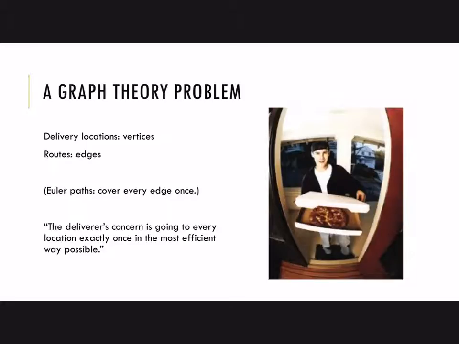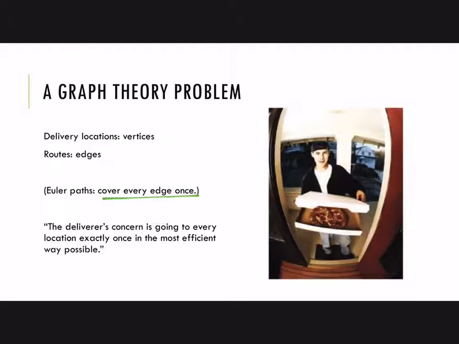All right, so his delivery locations, we can think of those as the vertices, and the routes we can think of as the edges. Now remember, for our previous graph theory question with the mail carrier, we had a different definition of efficiency. Now maybe in this case, we're not concerned with covering every edge exactly once. Maybe we're actually concerned with just getting to every location exactly once.